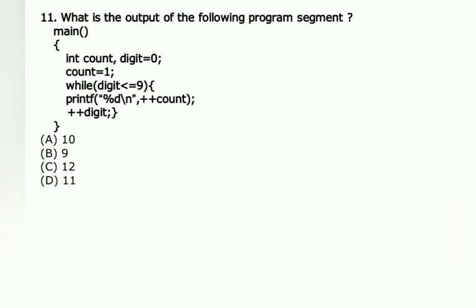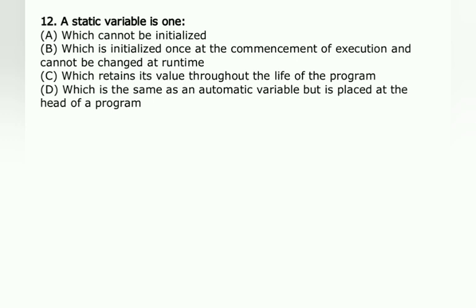Okay. Next one. A static variable is one which cannot be initialized, which is initialized once at the commencement of execution and cannot be changed at runtime, which retains its value throughout the life of the program, which is the same as an automatic variable but is placed at the head of the program. In the given options, option C is the correct one. It retains the value throughout the life of the program. A static variable is a variable that has been allocated statically so that its lifetime extends across the entire run of the program. So option C is the correct one.